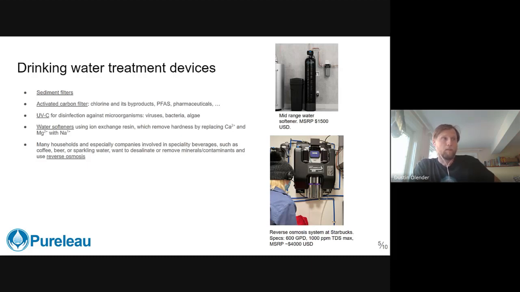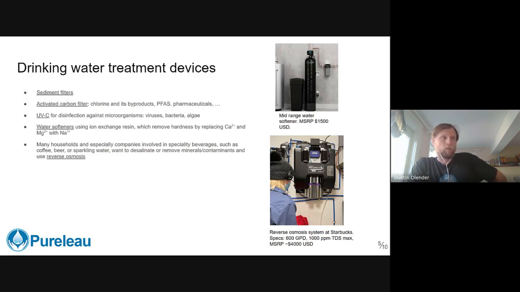Something that is used to fight microorganisms, small living things, would be UVC. And there's been a little bit of development there because of UV LEDs. There are a bunch of new products on the market that utilize LEDs, which last much longer than the incandescent bulbs that were used previously.